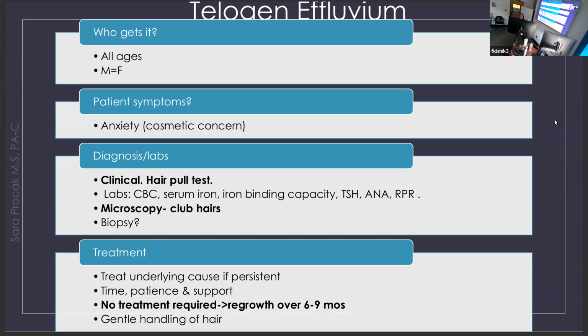Now, sometimes there can be an underlying cause to telogen effluvium that is persistent. Maybe they have some sort of illness that's constantly causing this shock to their system. You could work them up for some surgery for that. That's unlikely. That doesn't usually happen.